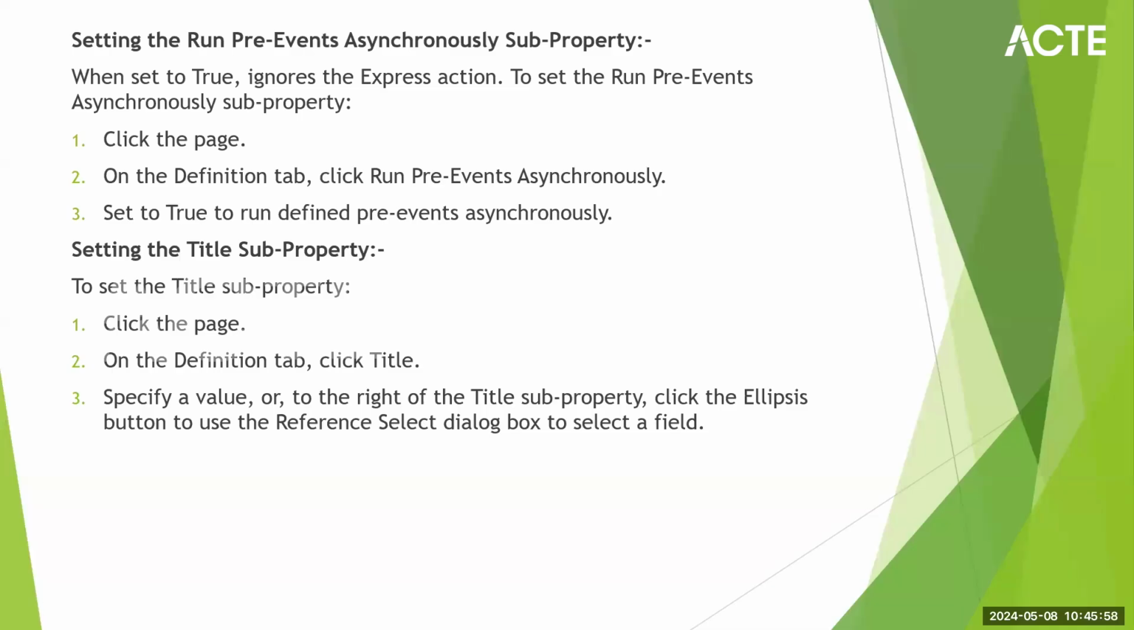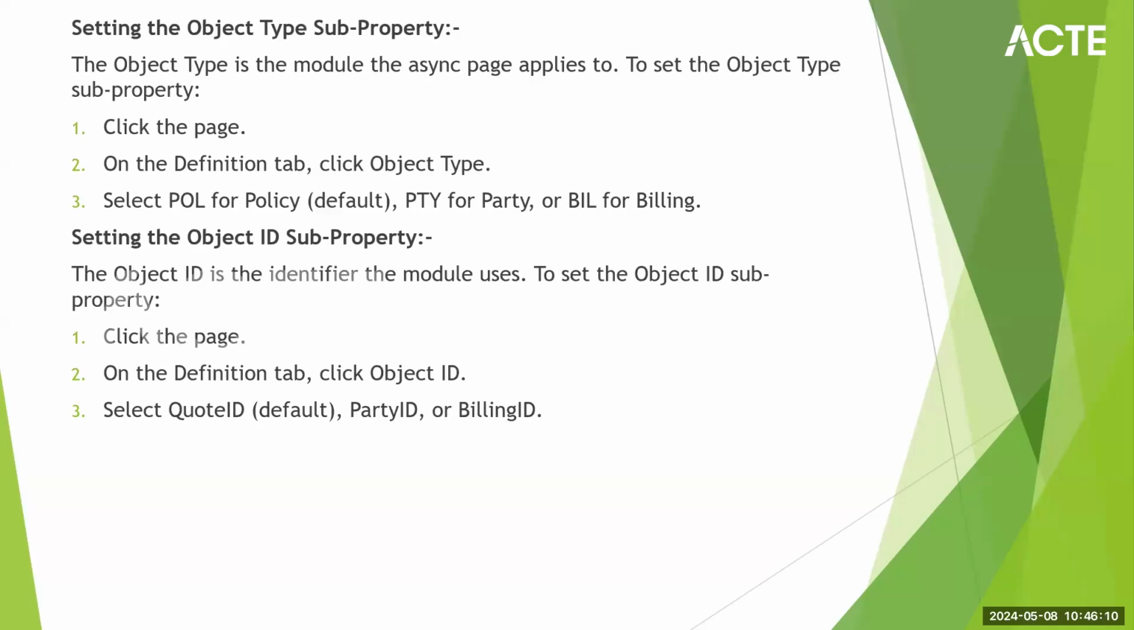Setting the title subproperty. How do you set it? Click on the page, on the definition tab, click title and specify a value to the right of the title subproperty. Click on that particular ellipsis button and map the correct respondent to field.